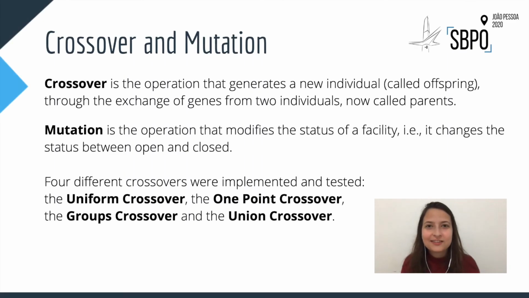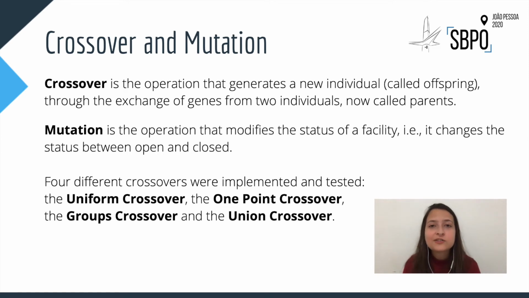Crossover and mutation. Crossover is the operation that generates a new individual, called offspring, through the exchange of genes between two individuals, called parents. Mutation is the operation that changes the status of a facility in order to restore lost or unexploited genetic material. So it changes the status between open and closed.